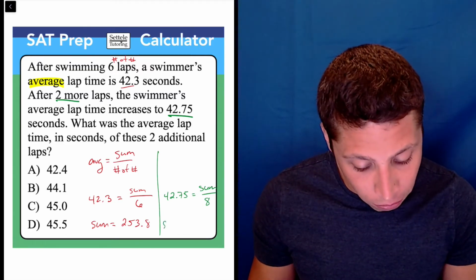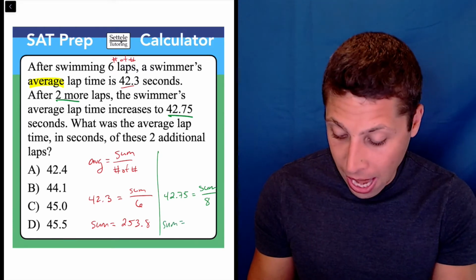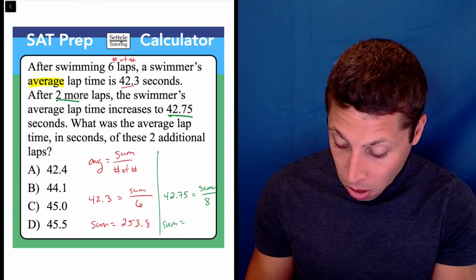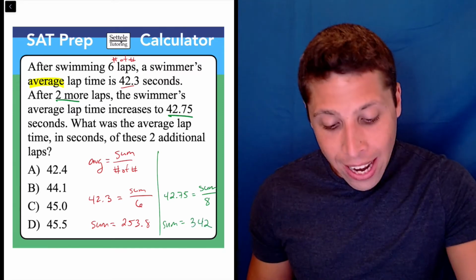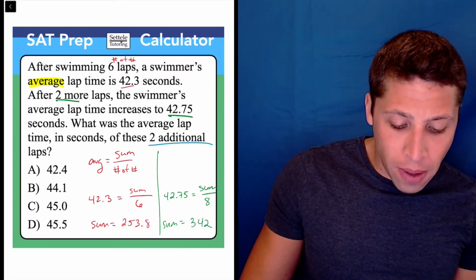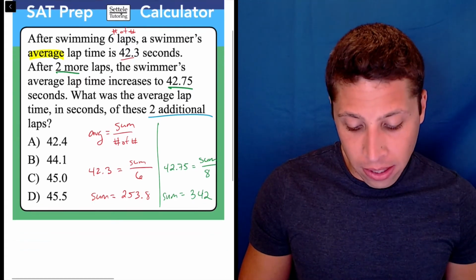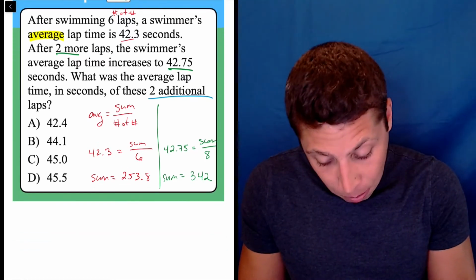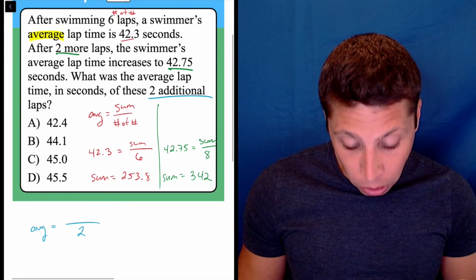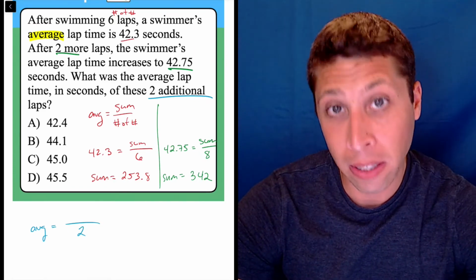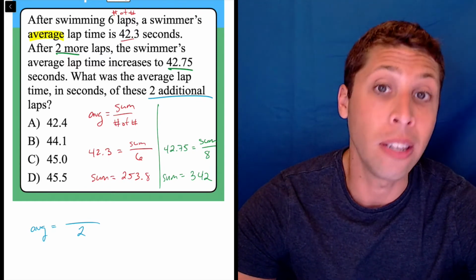And again, I can solve for a sum. And that's going to be 8 times 42.75, which is 342. Now what? Well, we're trying to find the average lap time in seconds of these additional laps. So again, that's probably going to involve an average. Sum over total, well, we know the total is 2. We're trying to find the average, so it must mean that I have the sum of these 2 laps.